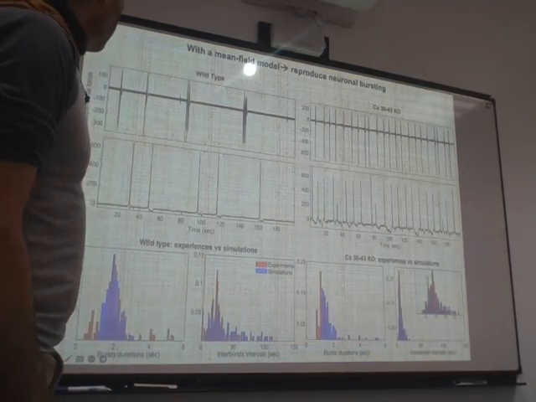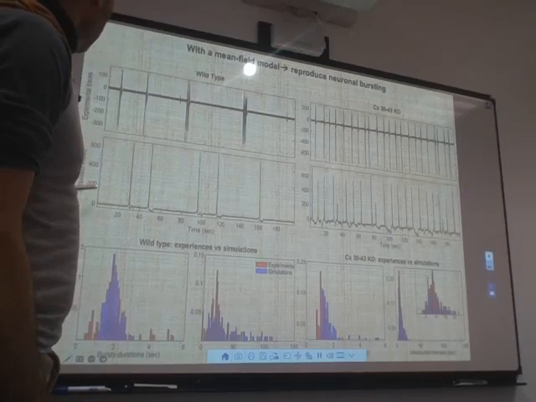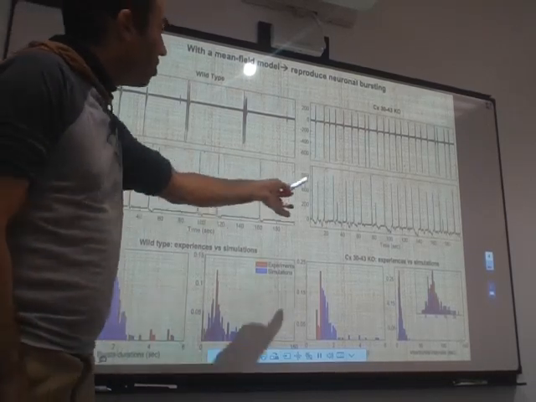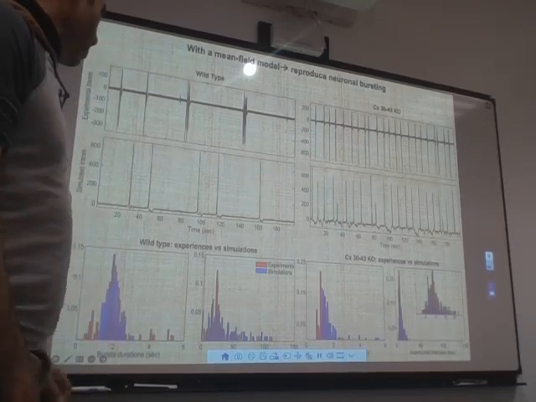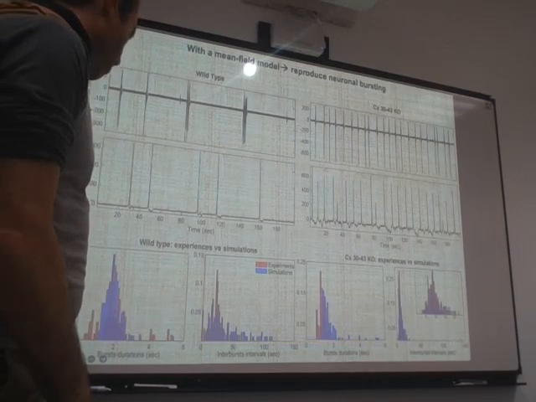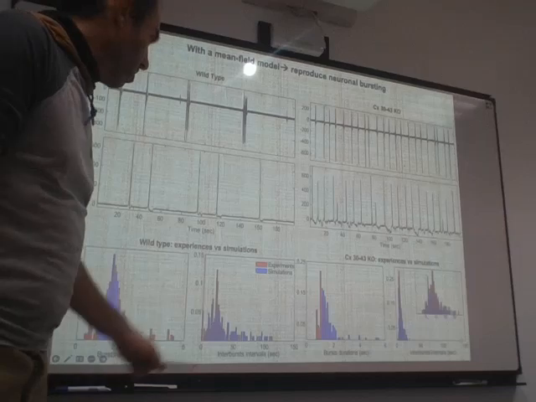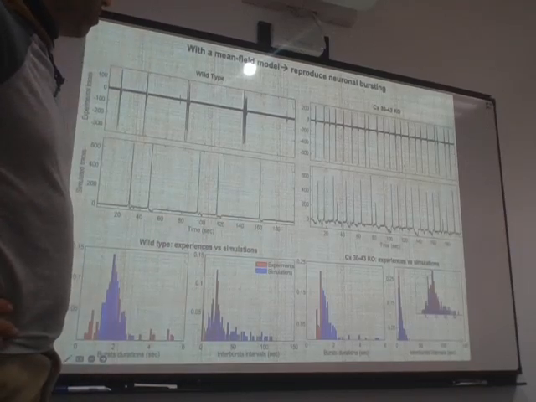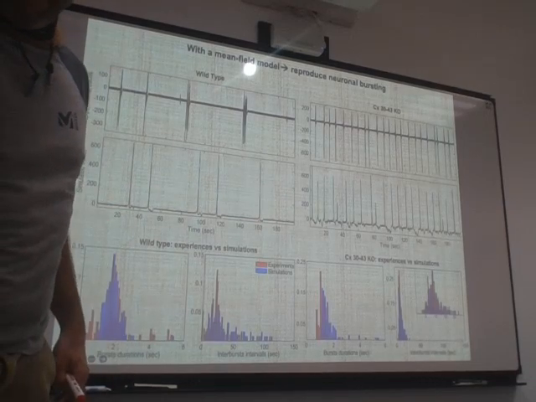So this was typically the experimental traces and the simulated traces. And you can see that we were able to capture some of this phenomenology, right? And again, this is the distribution of the experiment versus the simulation that I re-projected here.